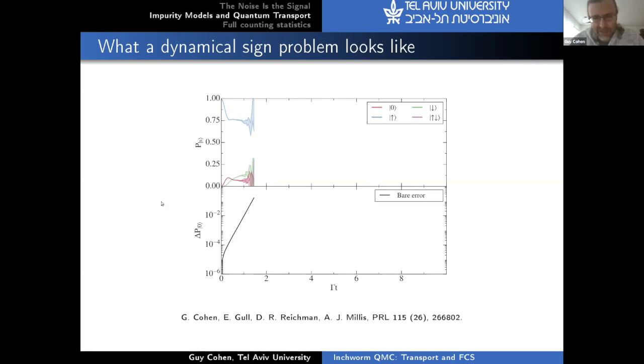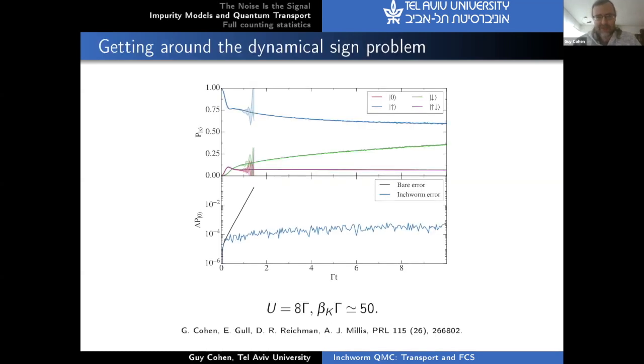So the noise increases exponentially as a function of time. This exponent is a sign problem. It's how quantum Monte Carlo fails. And we have a method that circumvents this, at least to some degree, at least at some parameters. It's not completely general, but it seems to be quite general. And this is what I'm going to talk about.